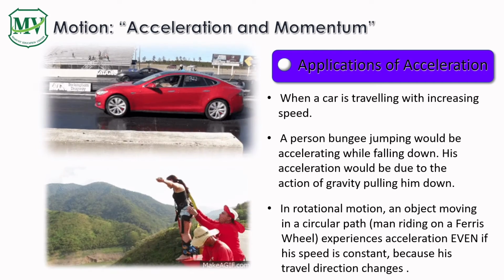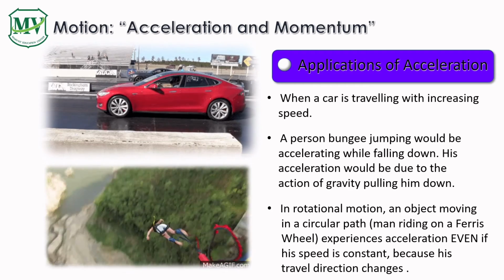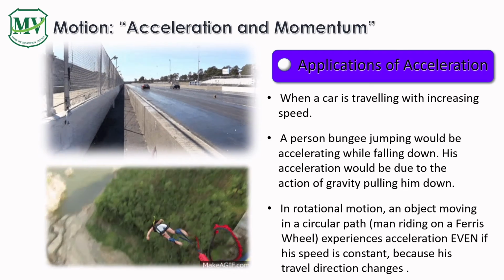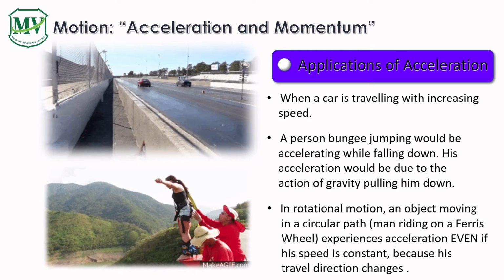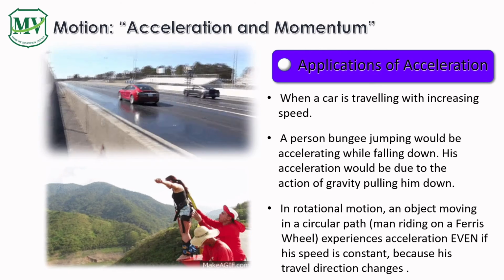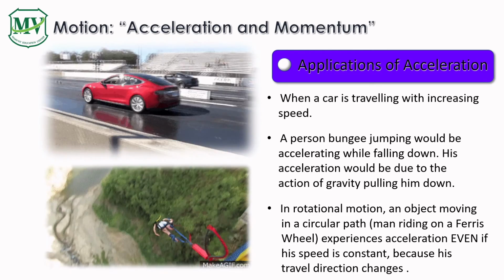And in the case of a person doing a bungee jump, when all of the slack is out of the bungee cord, the acceleration begins to change. As the cord stretches, it exerts an upward force on the jumper.